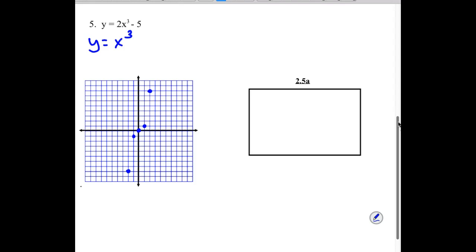The 2 in front is going to do what? It's not inside being cubed, right? It's on the outside still. That's an A value. What does an A value of 2 do? Outside things affect vertical movement. So it's going to be a vertical stretch of 2. And then the minus 5, is that inside the cubing piece or is it outside? It's outside, which means that's my K value, which moves it down 5.